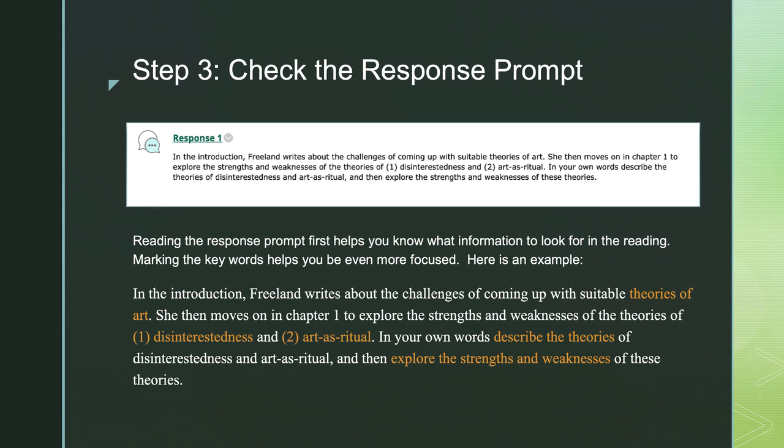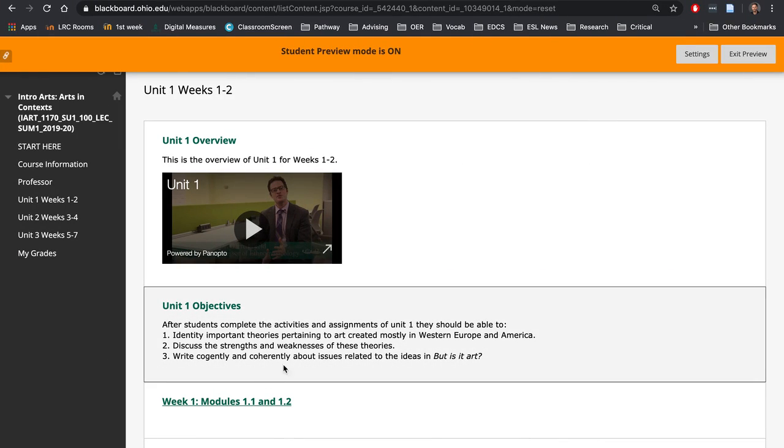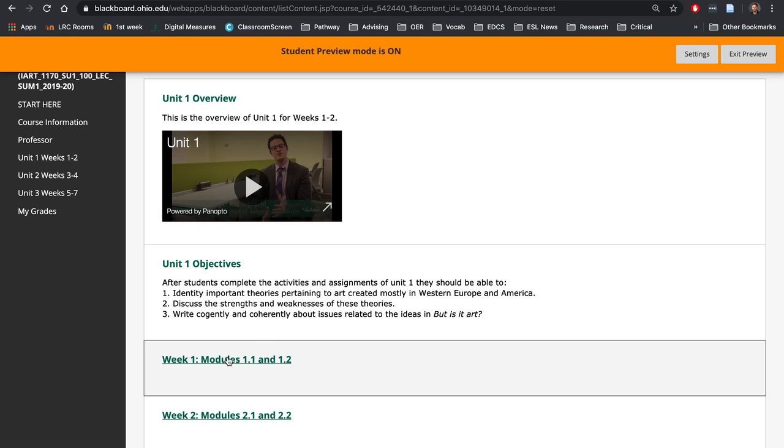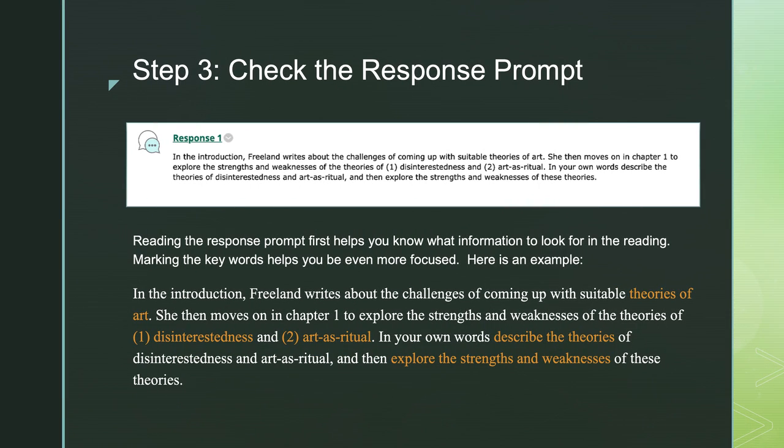So step 3 is to check the response prompt, and I'll show you where to find this. We're in Unit 1 right now, and for each unit there are modules for the week. If you go into week 1, first you see the readings, and you can download the chapters here. Then you'll see the VoiceThread lecture that you should watch, and then the third thing is the response, which is the writing assignment. This is where you'll find the prompt for the response. So read that prompt and highlight any keywords, because this will help you focus your reading, and it'll help you know exactly what information you need to get.